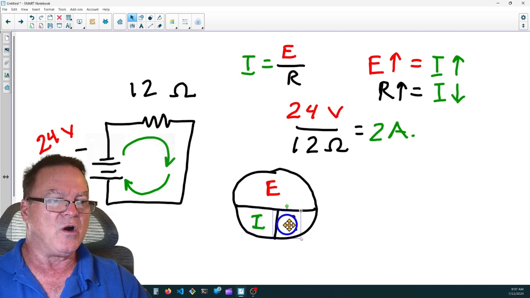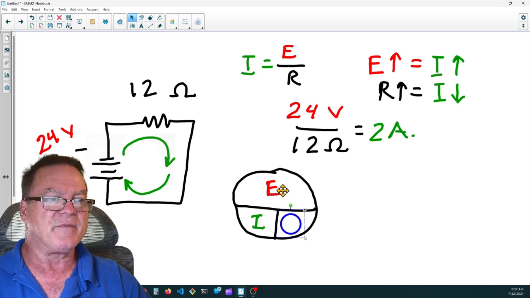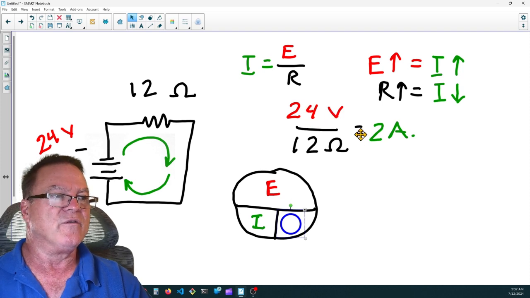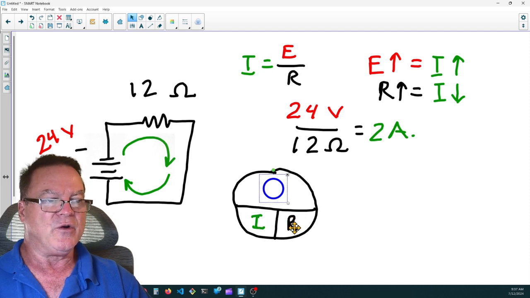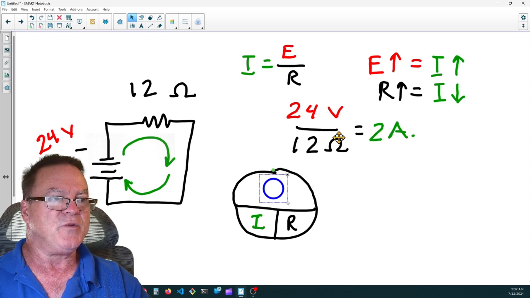And if we said, what is R? What's the resistance? We can find it mathematically by taking the voltage divided by the current. So here, if I said 24 volts divided by 2 amps, it would tell me that I have 12 ohms of resistance. And if I want to know what the voltage is, I can multiply the current times the resistance. 12 ohms times 2 amps equals 24 volts.